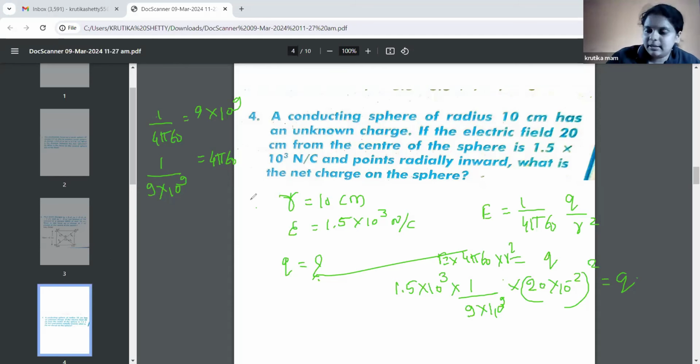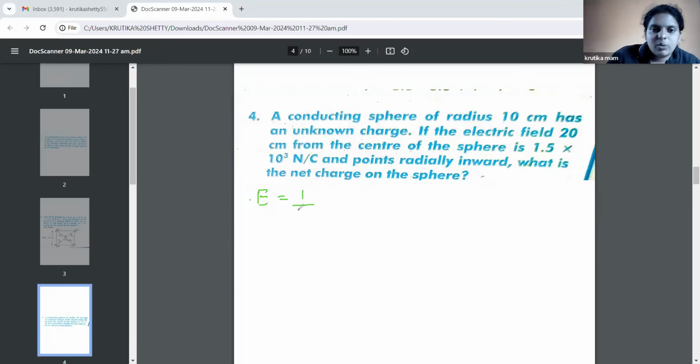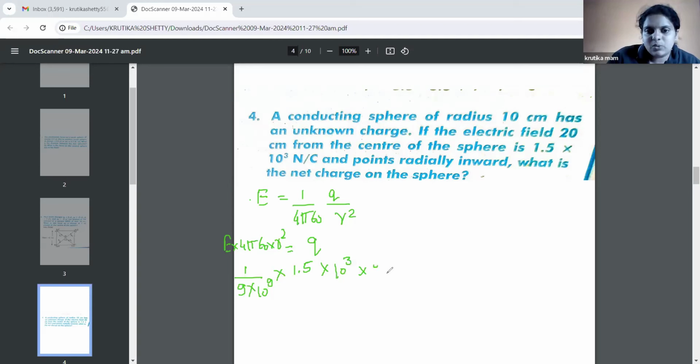We'll write it once again here. That is E is equal to 1 upon 4 pi epsilon naught Q divided by R square. So therefore Q is equal to E into 4 pi epsilon naught into R square. So 4 pi epsilon naught value is 9 into 10 raised to 9, into E value 1.5 into 10 raised to 3, into R value 20 into 10 raised to minus 2, its whole square, which is equal to Q.